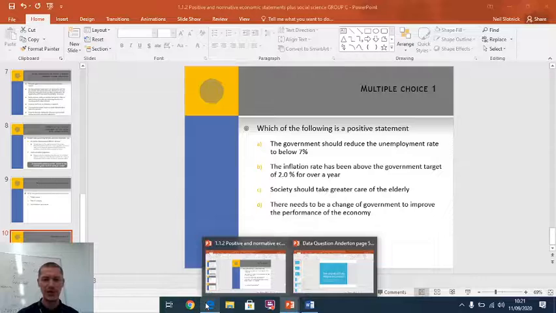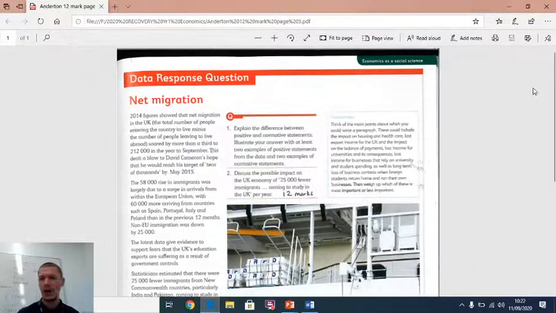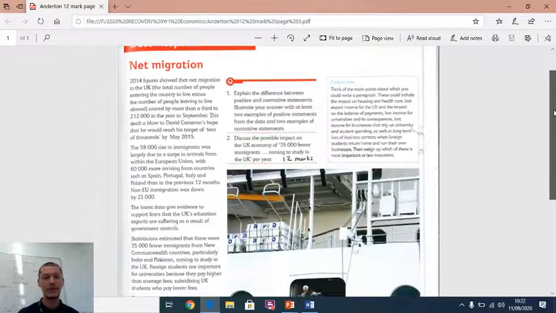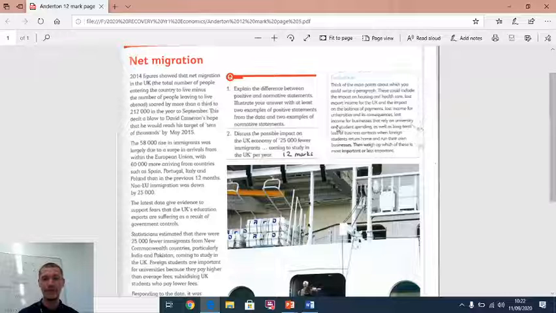What I want to do is set you a piece of homework, okay? You've got here a nice piece of writing about migration in the United Kingdom in 2014-2015. And we're going to set you a 12-mark question: Discuss the possible impact on the British economy of 25,000 fewer immigrants coming to study in the UK per year, okay? And that's 12 marks. So straight away, go back to those exam structures that I showed you at the start of this video lesson, and there we go.